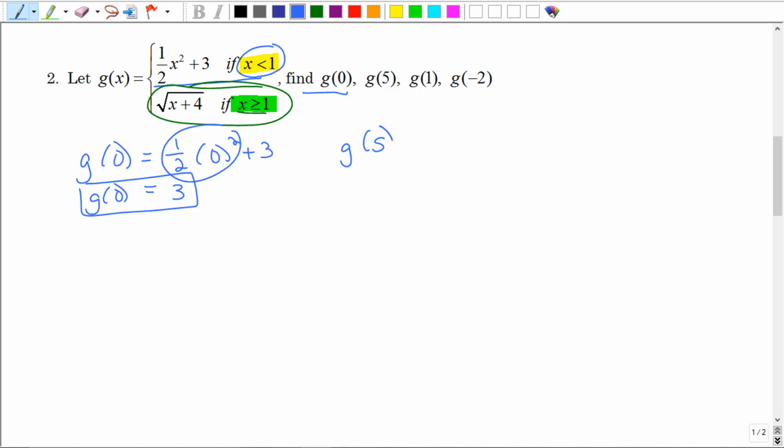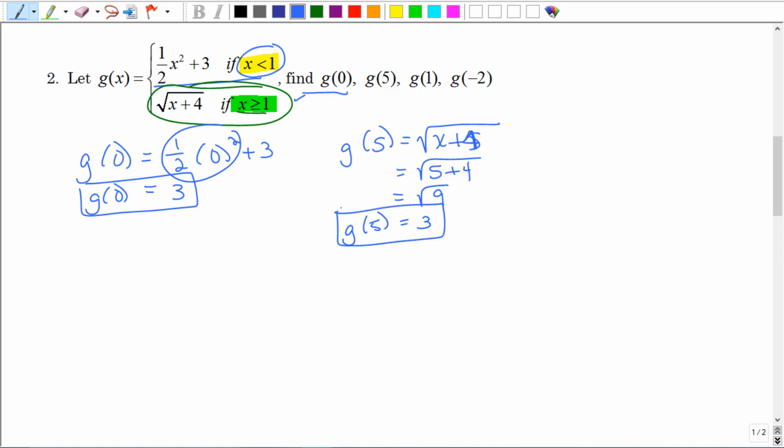So g of 5. Is 5 less than 1 or greater than 1? Well, of course it's greater than 1, so I'm going to use this piece. So I'm going to put in 5 plus 4, the square root of 9 is 3. So when x is 5, y is 3.